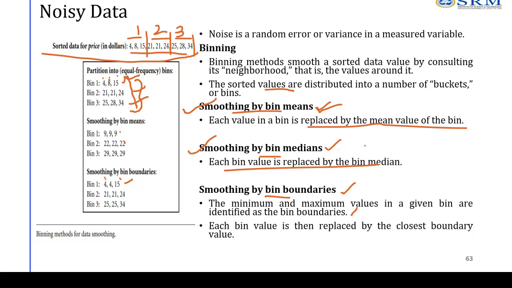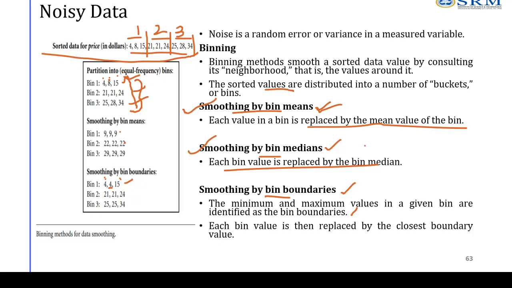So what happens? The 8 is replaced with the closest boundary 4. Clear? Okay, fine. So 21, 21, 24. Now this is the minimum, this is the maximum. This 21 is closest to 21, the minimum boundary, so this 21 is replaced by 21 itself.